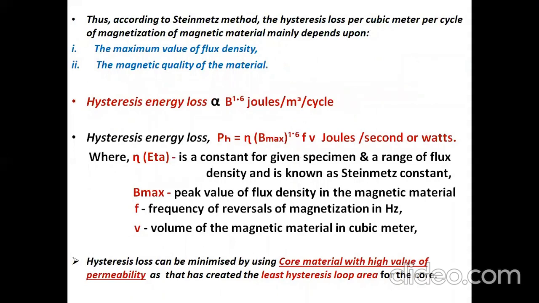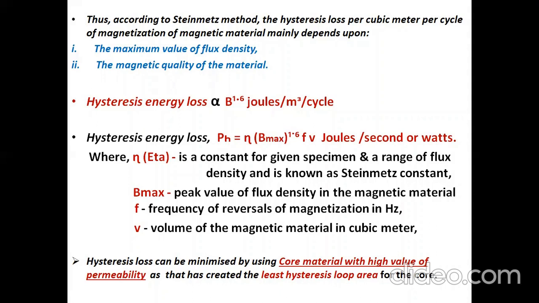Thus, according to the Steinmetz method, the hysteresis loss per cubic meter per cycle of magnetization of a magnetic material mainly depends upon one, the maximum value of flux density, and two, the magnetic quality of the material. Hysteresis energy loss is directly proportional to B to the power 1.6 joules per cubic meter per cycle.